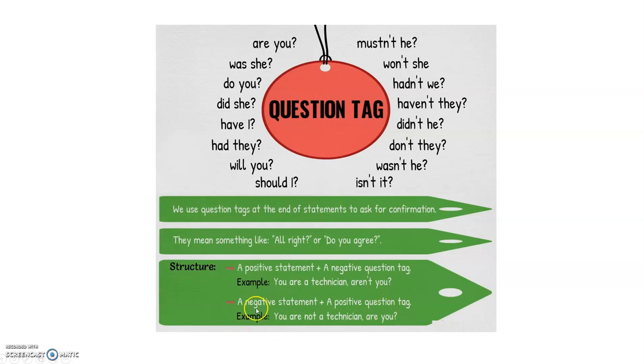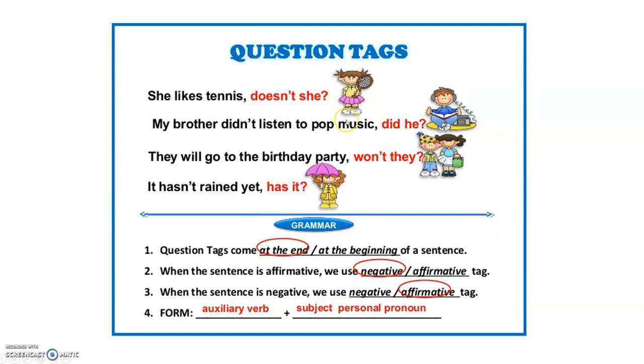Okay, so for example, look here: you are not a technician. "Not a technician" is a negative sentence. So what will the question tag be? Positive. So "you are not a technician" is the statement. Now we write the whole sentence again: You are not a technician, comma, are you? That is the question tag. Importantly, you have to put a question mark. Let's see, you can understand better with more examples.